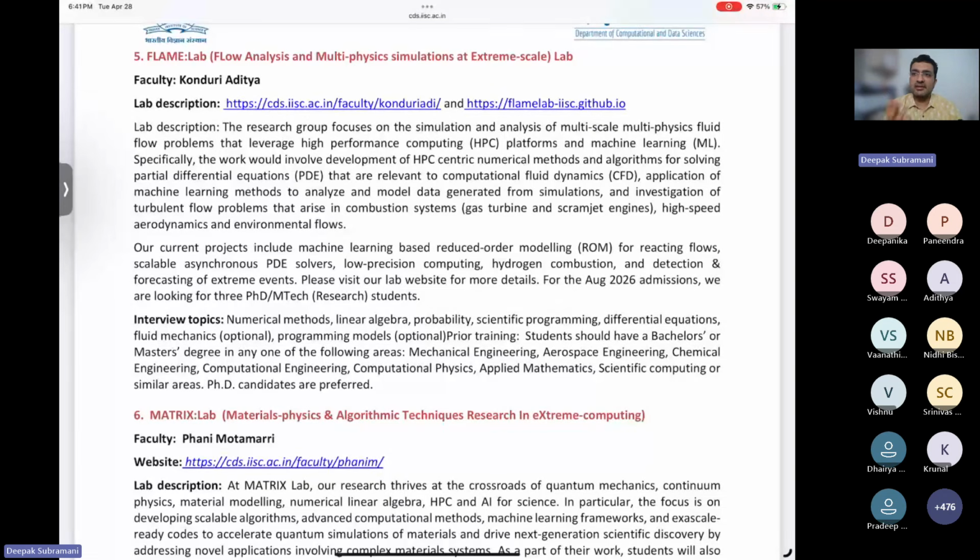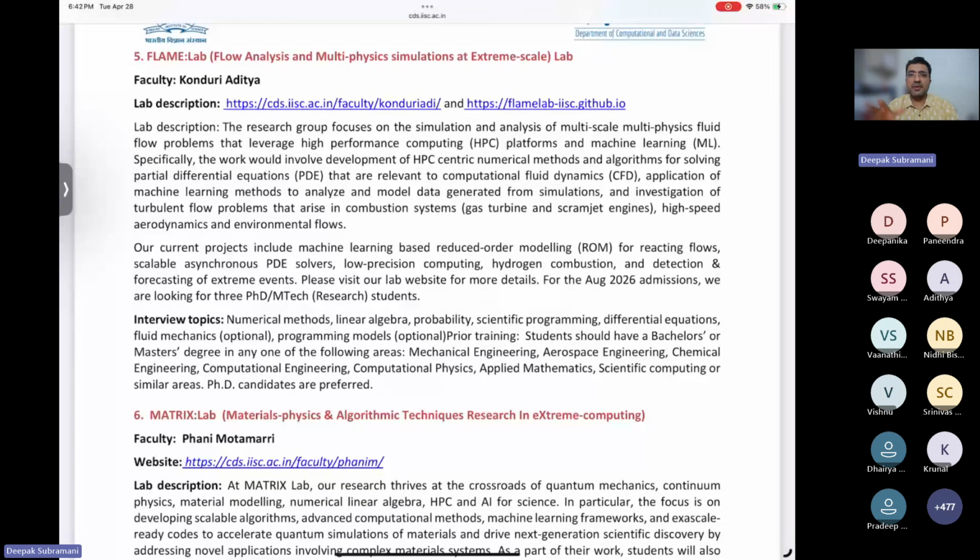So Flame Lab is one example where you combine aspects of simulation sciences, HPC, parallel computing, new methods, numerical schemes, asynchronous computing, and so on and so forth. The pinnacle in HPC and the state of the art in scientific machine learning, combining solving PDE, CFD, uncertainty, all in systems such as combustion systems like gas turbines, scramjets, high speed aerodynamics, environmental flows. So that broad taste, you will get in all of these labs.